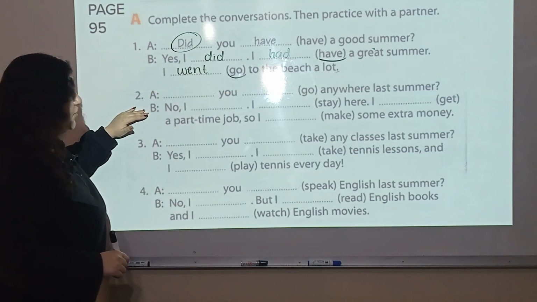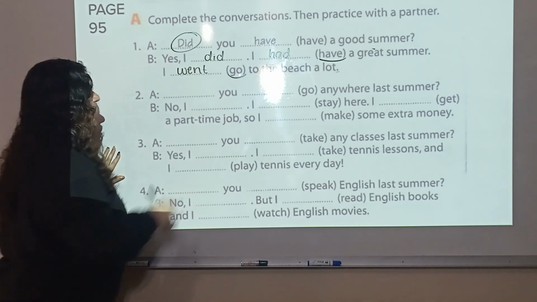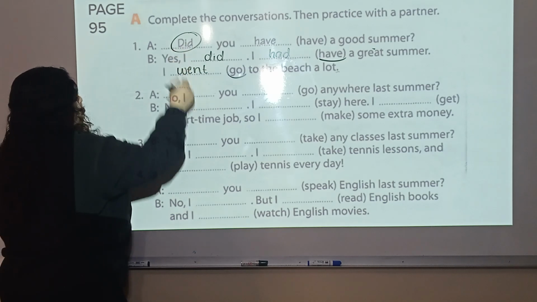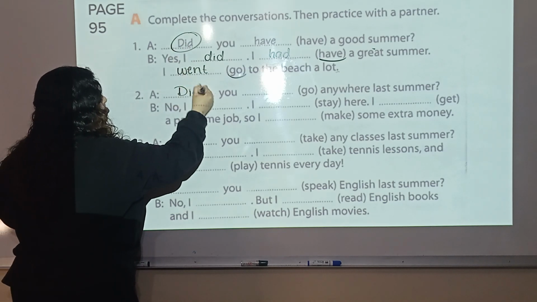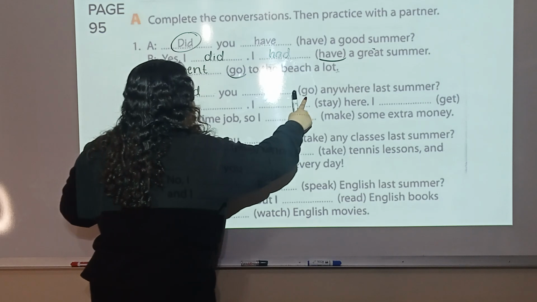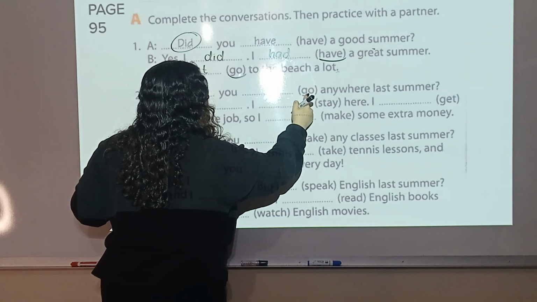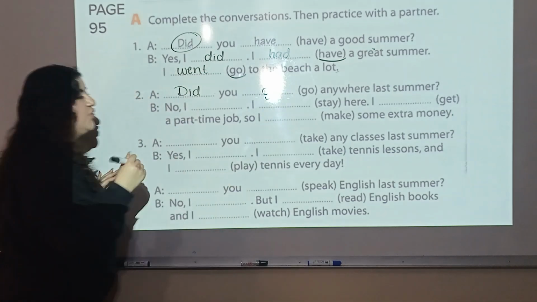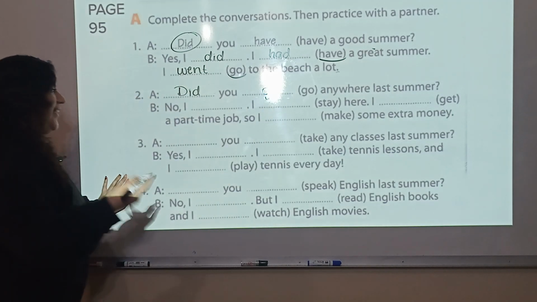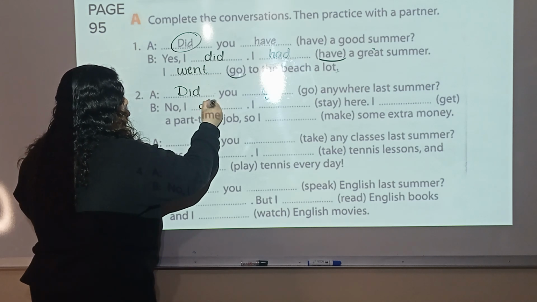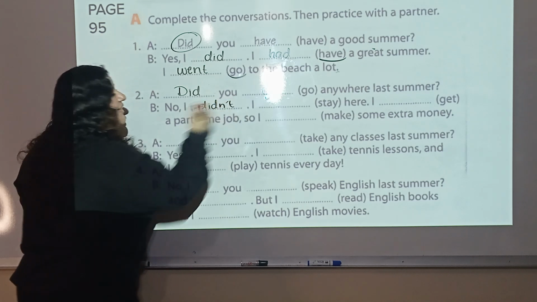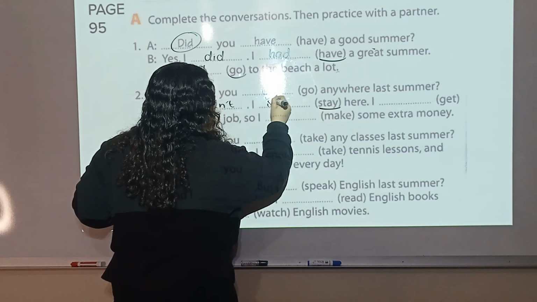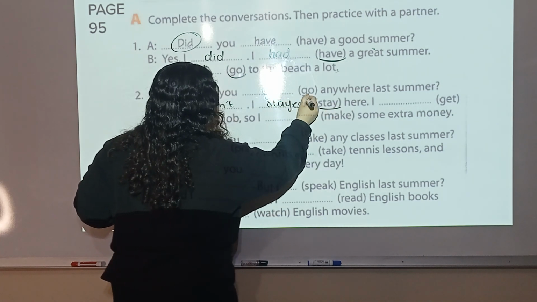On exercise number 2, we're going to be doing something similar. We're going to be asking the question. And if you remember, our questions start with did. Did you, and again, here we have the question, so we do not have to change the verb. We keep it the same. Did you go anywhere last summer? And the answer, no, and since it's negative, we're going to go with didn't. And here we have a regular verb. So we add -ed. I stayed.